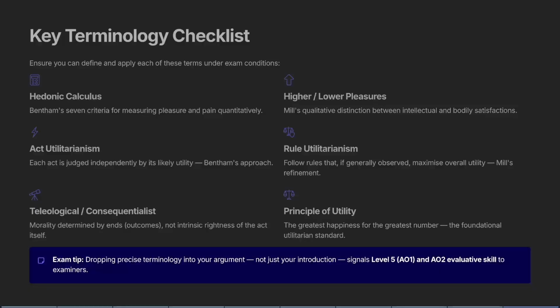And these 4 concepts form the foundation of utilitarian ethics and frequently appear in exam questions. Being able to explain them clearly will help you demonstrate strong philosophical understanding and analytical ability. And a final exam tip: dropping precise terminology into your argument, not just in the introduction of an essay, signals what might be level 5 or AO1 and AO2 evaluative skills to examiners, depending on the exam board's mark schemes.